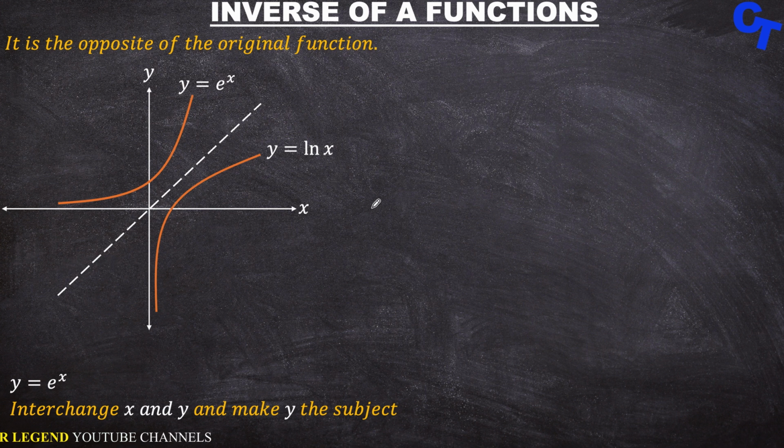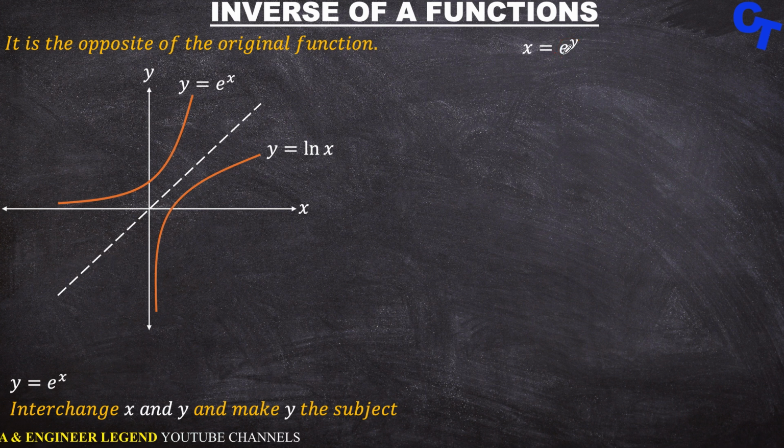So what do we mean by interchanging? By interchanging, where we have y, we're going to put x, and where we have x, we're going to put y. After that, we have to make y the subject of the formula. So now, how do you make y the subject of the formula? You have to be good with equations. But if you are not, let me show you how we can do it. We need to drop the power. We need the power down here.